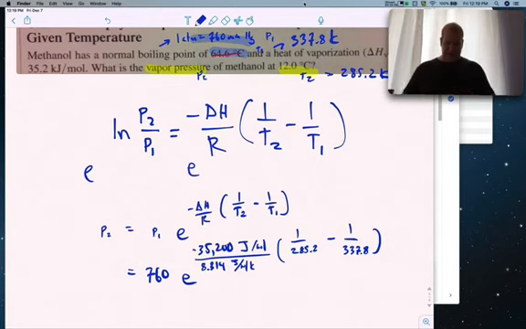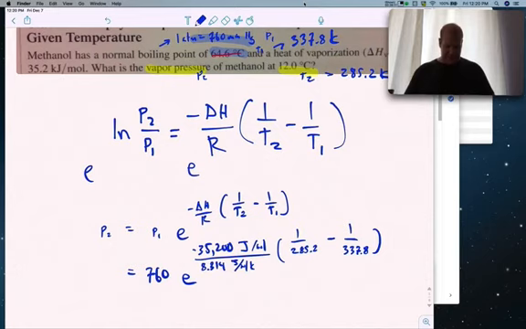So that e to the negative number means this whole number is going to be less than 760. So 760 is going to be multiplied by a small fraction. And that makes sense, that as we cool something off, if something has a vapor pressure of 760 at 64.6 degrees Celsius, at a lower temperature we expect it to be lower. The numbers we put in should suggest that. So the last thing we have to do is put those numbers in the calculator.